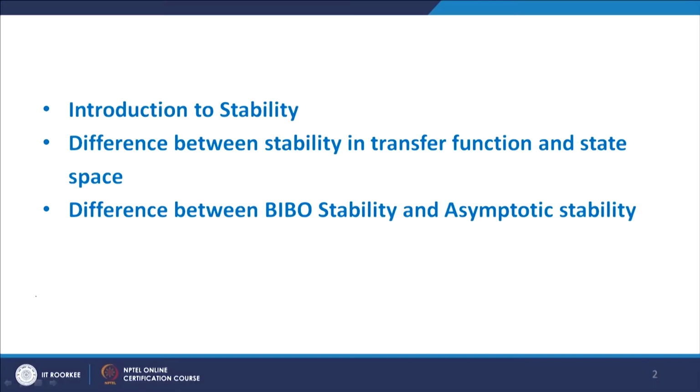Now today's discussion is mainly concerned with how to check the stability of the system when the given system is expressed in a state space form. That is the main objective. So let us see here. In this part 2 we will study the introduction to stability, the difference between stability in transfer function and state space, and lastly the difference between bounded input, bounded output stability and asymptotic stability.